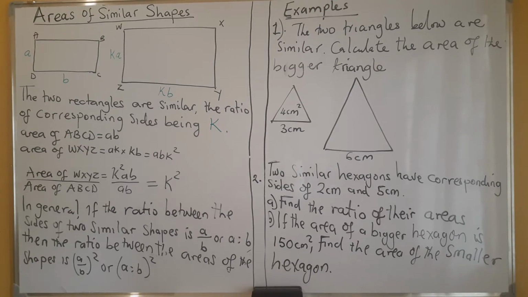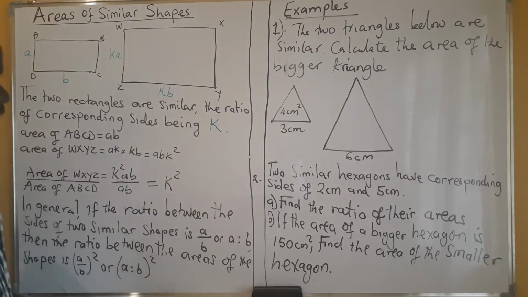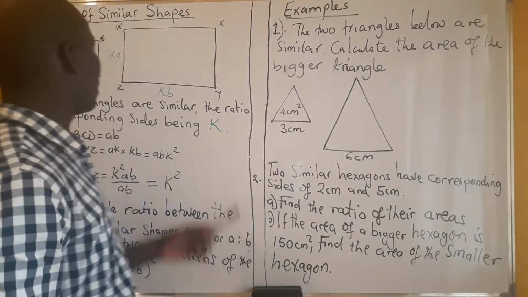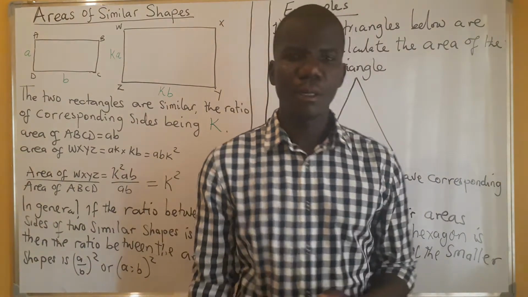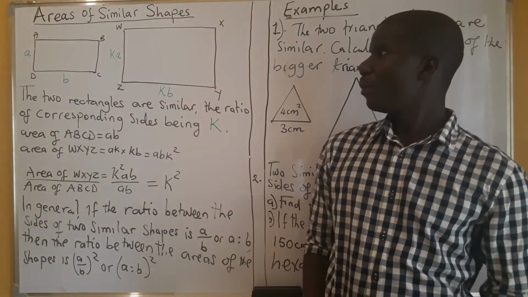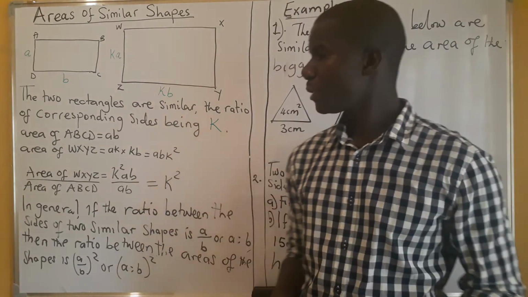Hello, welcome to today's lesson where we're looking at the area of similar shapes. Okay, now it's important that we talk about what similar shapes are. What are similar shapes? Similar shapes are shapes that have the same angles, so corresponding angles must be equal.